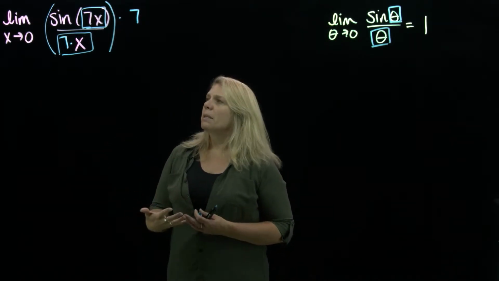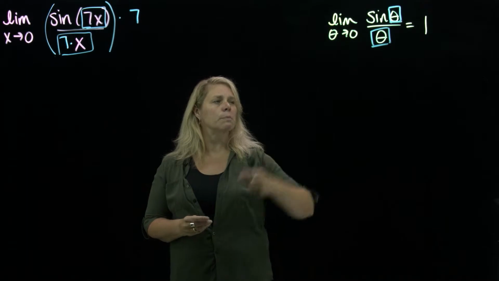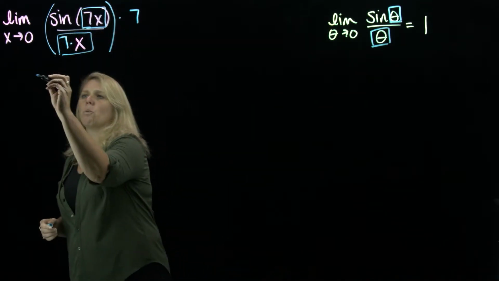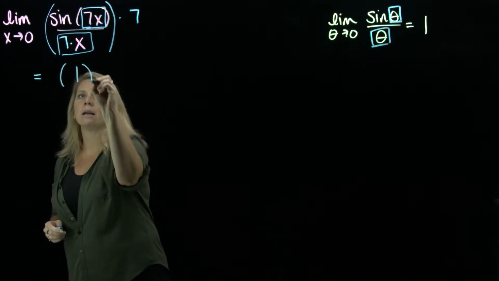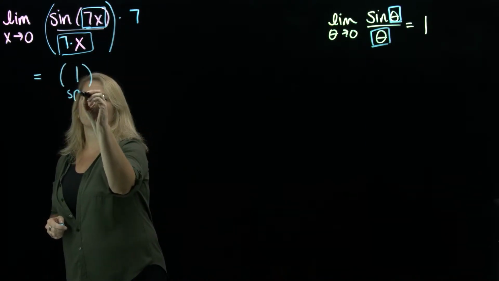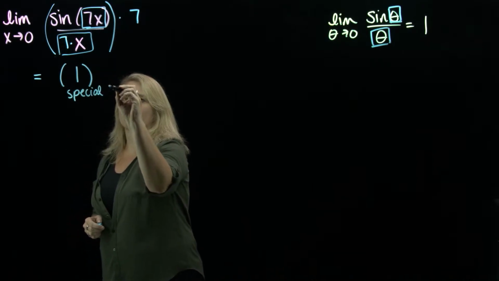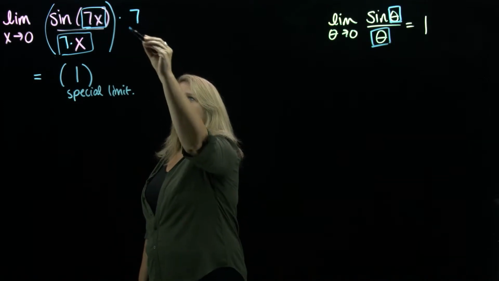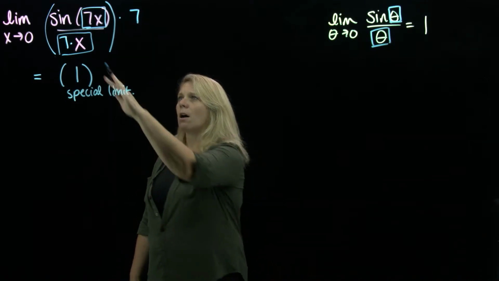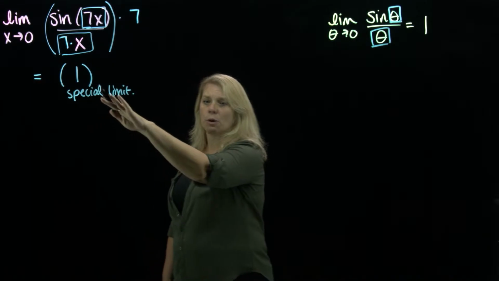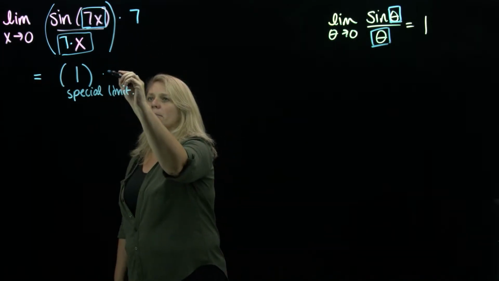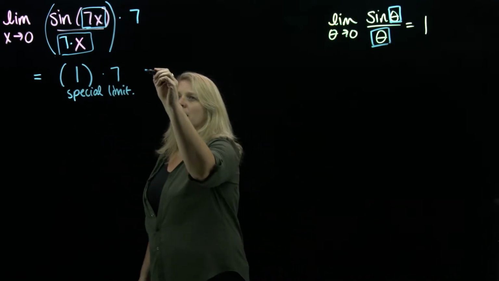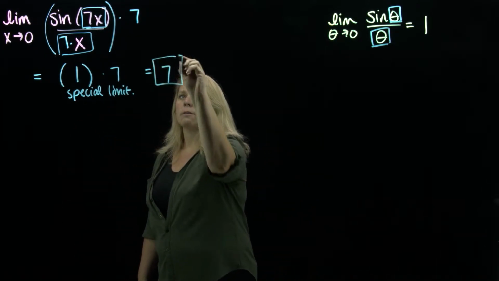All right, so I've grouped it like that, and now we can use this special limit to just evaluate. This part here is going to approach 1. So that's 1 for this special limit. And then I still have this 7 out here, so we don't want to forget that. So all of this part I have here in parentheses is approaching 1. And then that whole thing is going to be times the 7 that's there. So we'll go ahead and finish that. So 1 times 7 is 7. So that's the answer for this limit.